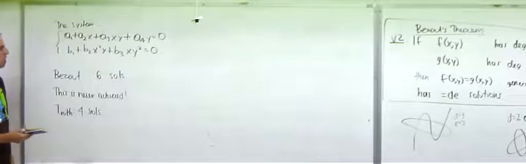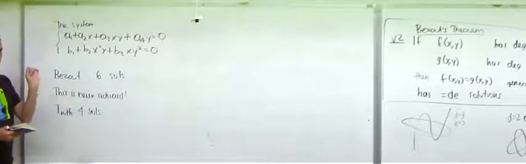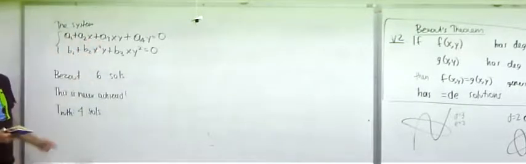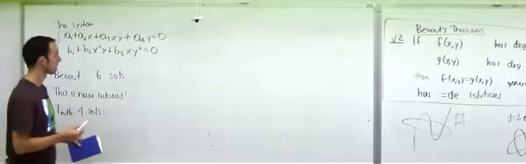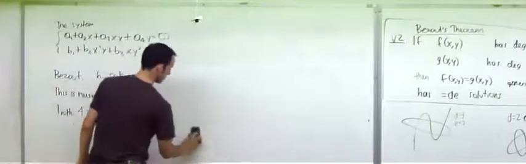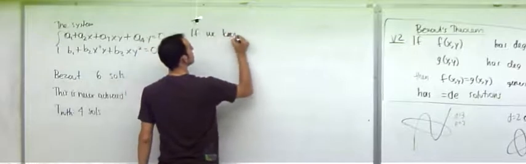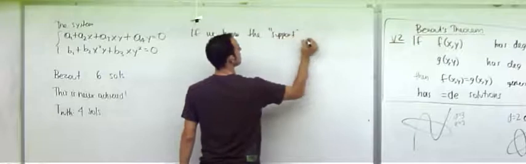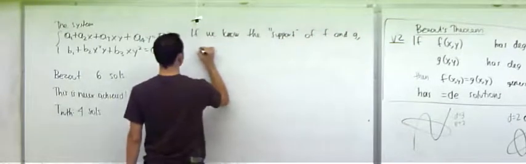So then we could ask a tighter question, which is, suppose that the system looks like this, that these are really the monomials that appear. Then how many solutions does it have? Okay. So if we know what's called the support of f and g, can we say more?